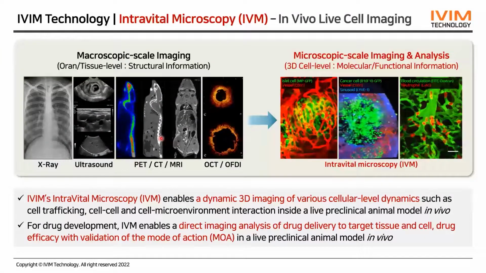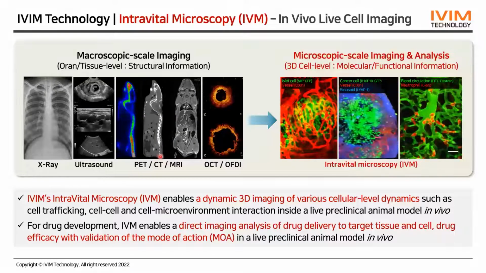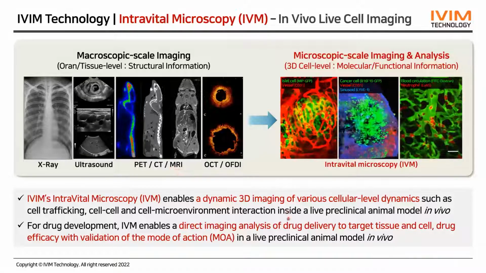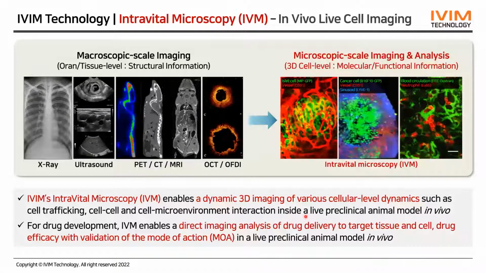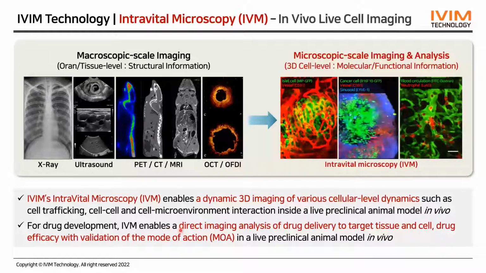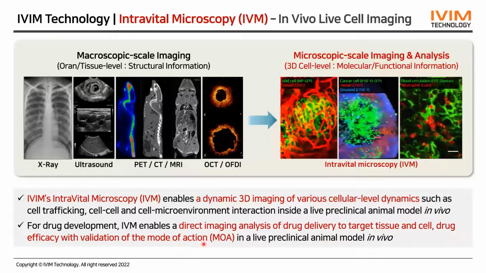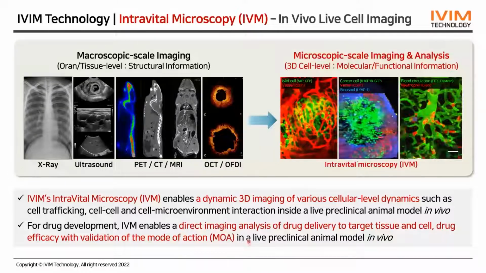IVIM's intravital microscopy enables 3D cell-level microscopic imaging and analysis in vivo. It successfully achieves dynamic intravital live cell imaging, such as real-time cell trafficking, cell-to-cell interaction, and cell-to-microenvironment interaction inside of the living body. And furthermore, it can be widely applied to therapeutic research fields, investigating drug delivery to the target tissue, drug efficacy, and therapeutic mode of action in various preclinical mouse models of human disease.